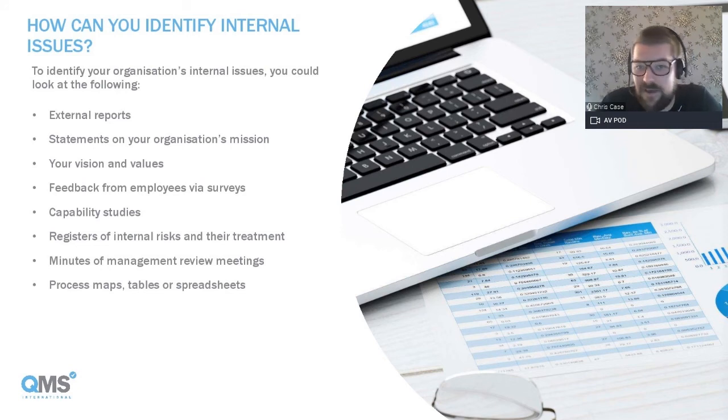Internal risks. If you have a risk register and internal risks, identifying any internal issues that you may have. Management review minutes are great for identifying any internal issues, and any process maps, tables, spreadsheets, any documentation that you may feel is required. So that's how you would identify any internal issues. But the biggest one for me is having the feedback from employees and having that level of communication.